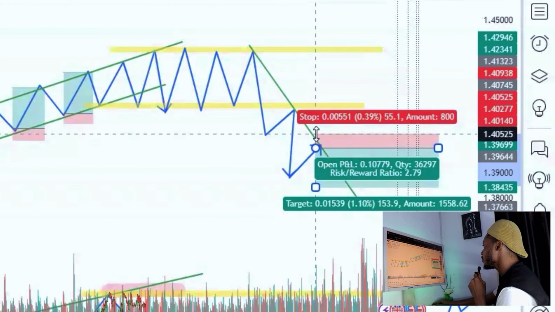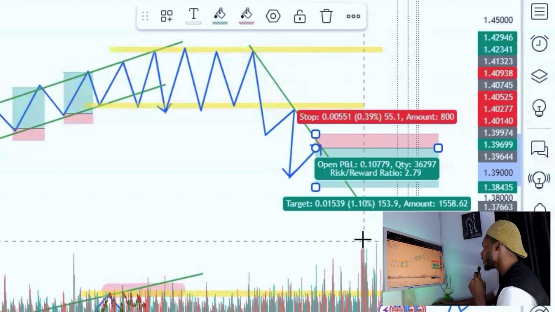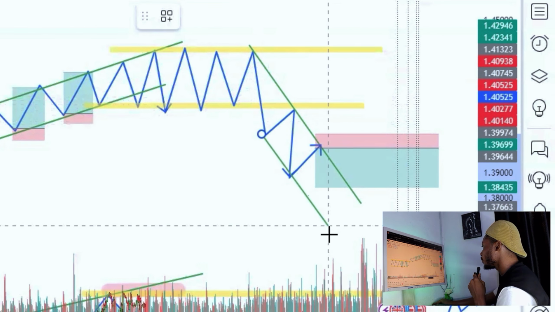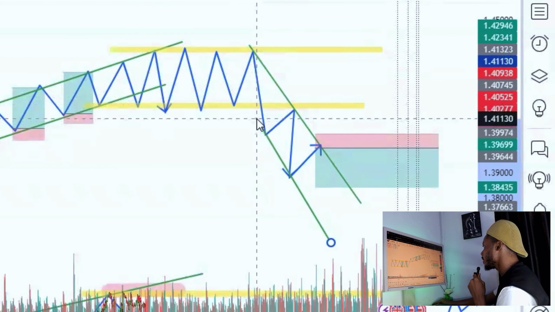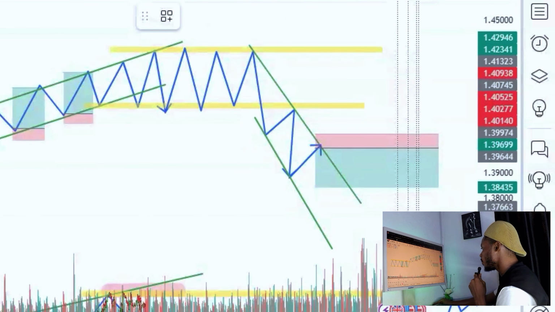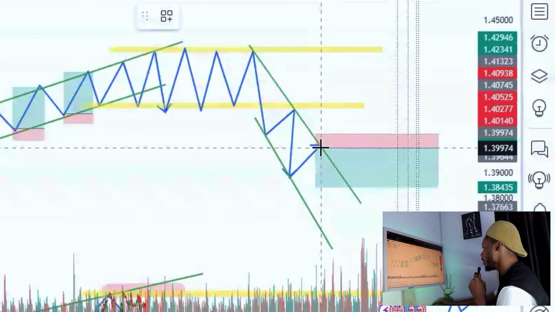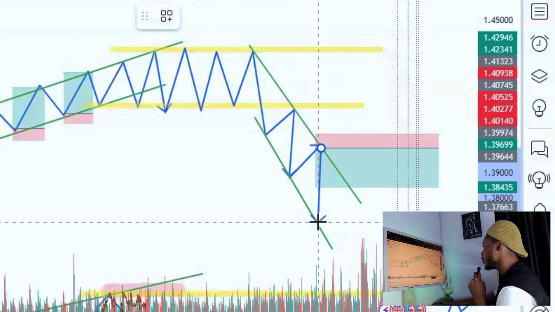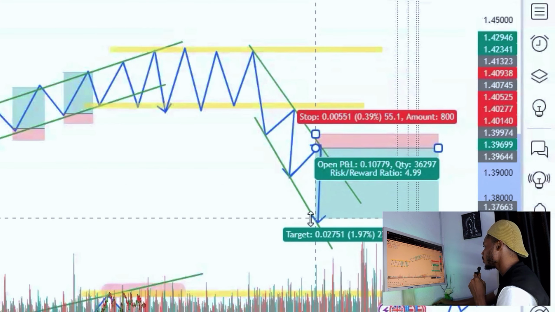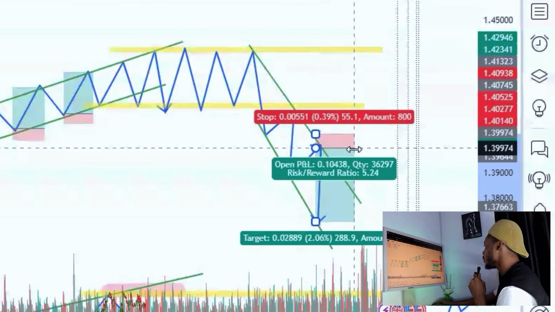Get your entry and put your stop loss above this place, and wait for price to get to this support trend line. So this will be our support trend line. So wait for price to drop to the support trend line before you take profit. Once price gets to your support trend line, go ahead and take profit. So this will be your take profit. So you should exit the market.